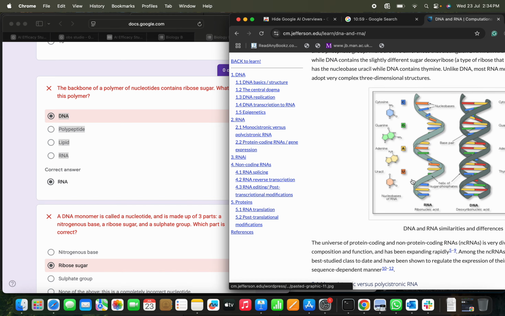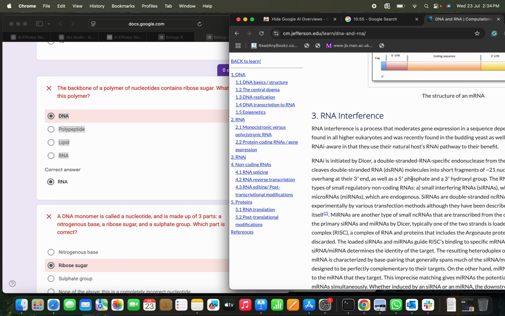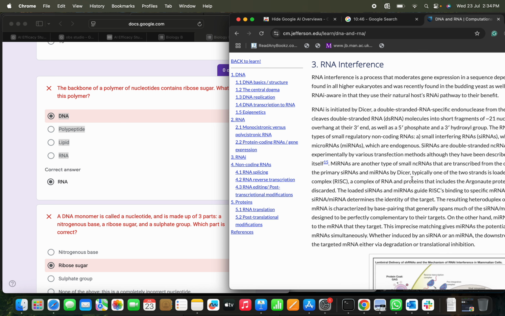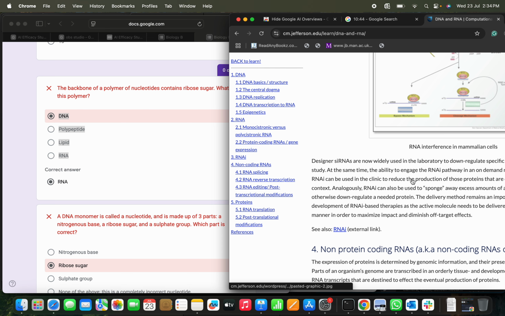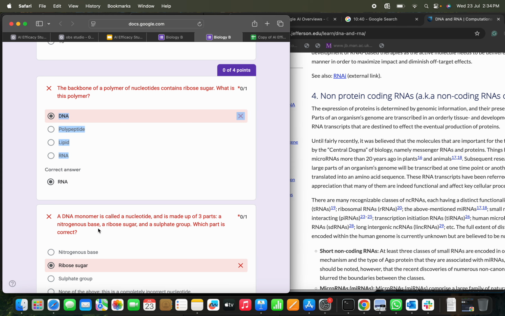DNA methylation. It's too tough. Interference is a process that moderates a double strand. A double strand RNA specific and designed protein coding RNA. I am not getting this answer anywhere. A DNA monomer is called a nucleotide and is made up of 3 parts. Which part is correct?